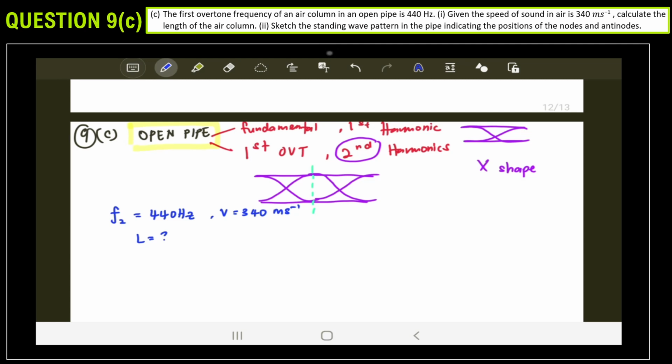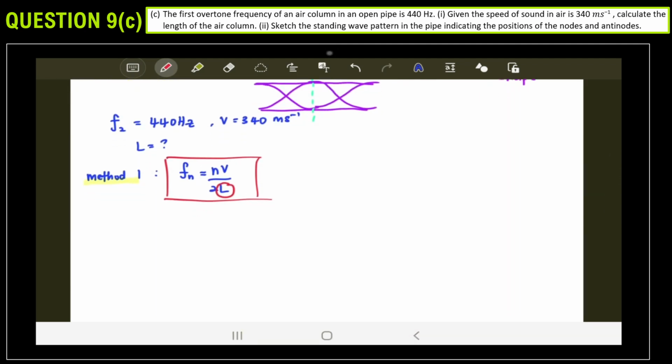I have 2 methods here. You can choose which one is easier for you to follow. Method 1: I straightly use the equation of the open pipe. If you remember the equation, if you are confident about the equation of the open pipe, Fn is equal to nv over 2L. Now you can straightly find L.